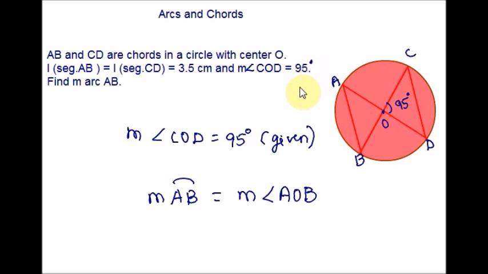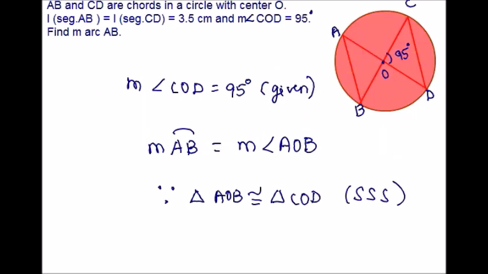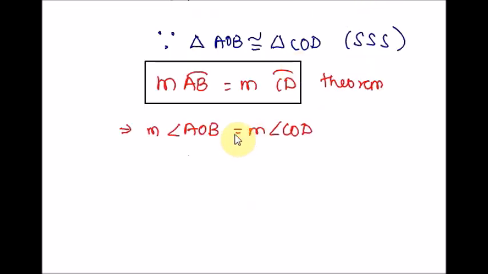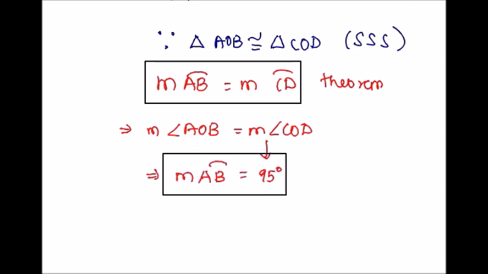Since triangle AOB is congruent to triangle COD by the SSS theorem, hope you remember the theorem, you can easily say that the measure of arc AB will be equal to the measure of arc CD. Am I right? So if the measure of arc AB is equal to the measure of angle AOB, the measure of arc CD will obviously be equal to the measure of angle COD. From the theorem, we proved that these two angles are equal, and we know that COD is 95 degrees, which is given in the question itself. So the measure of the arc is 95 degrees. That's it for this example. Hope you're clear with this example. We have applied theorem 1 in this problem.